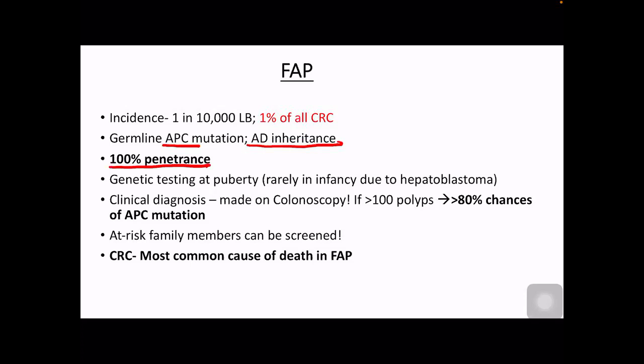At-risk family members should all be screened, because 50% of the offspring of a person affected with the APC gene mutation will have the affected gene. And the most common cause of death in FAP is colorectal cancer. Okay.